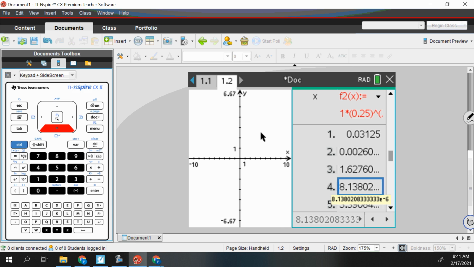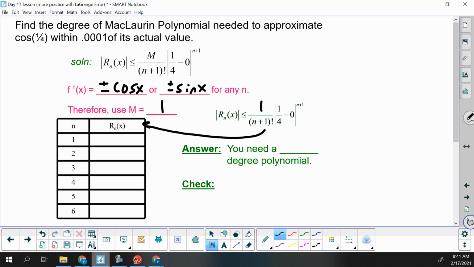Okay, so you kind of just pass over the odds, and we're only looking at the evens because it was cos. So just to fill it in here, we had like 0.031, we had 0.0026, that's still too big. Now at 3 we get 0.00016, which was still too big, but even if it was small, we wouldn't care about it because it's an odd. So then we had 5 zeros, 8, 1, 3. So fourth is the one that we want. So we would need a fourth degree polynomial.